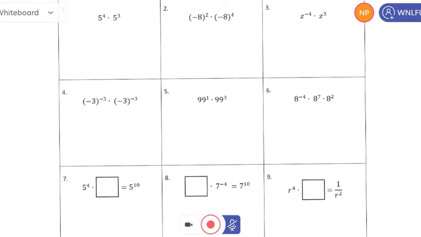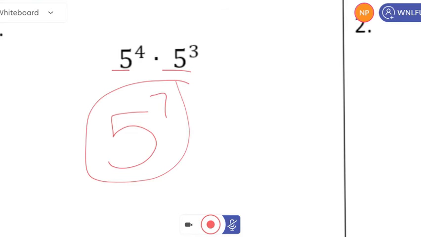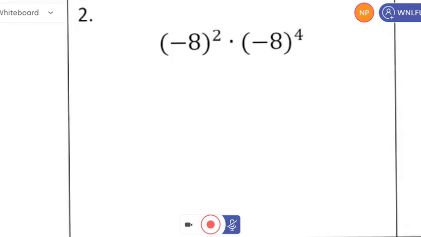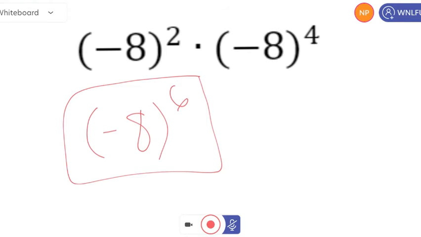Okay, now that you are back and you completed problems 1 through 9, I would like you to check your answers and make sure they are correct. So, starting with number 1, we have 5 and 5. They have the same base, okay? So, if the two numbers have the same base, which is 5, you can then add their exponents. 4 plus 3 is 7. 5 to the 7th, you can leave it as is. Okay, next one. Again, same base of -8. Add the exponents. 4 plus 2 is 6. There's your final answer. -8 to the power of 6.